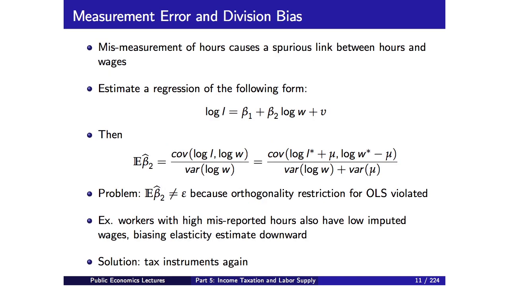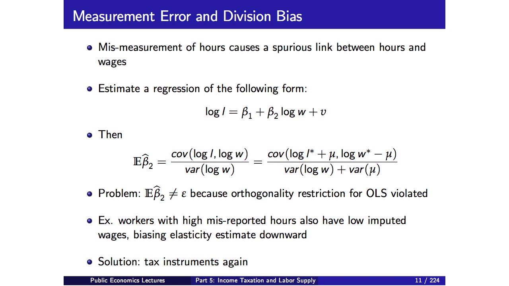That is going to create a spurious link between hours and wages, even if there's no true elasticity. Basically, the problem is that when you run a regression like this, if you constructed this variable from what's on the left-hand side, you now have the same error term on the left and right-hand side of this equation. That is, you've effectively introduced a correlation between the left and right-hand side variable, right?